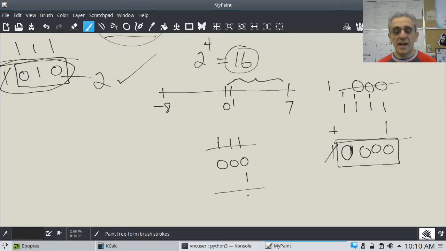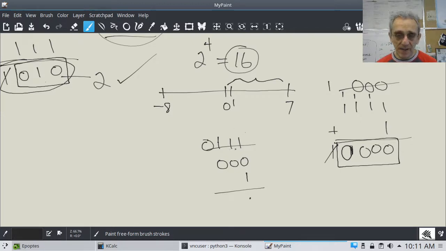And so you'd get... No. There's a 0 here. Phew, I forgot. I was like, wait, how can a 7 start with a 1? Because if it starts with a 1, it has to be negative. The 7 in a 4-bit system would be 0, 1, 1, 1.